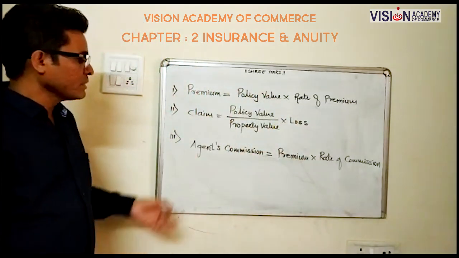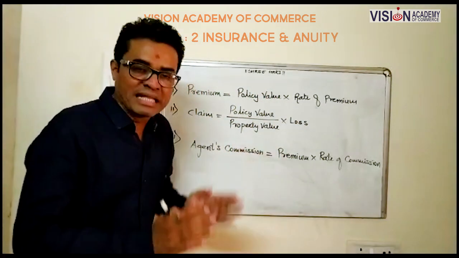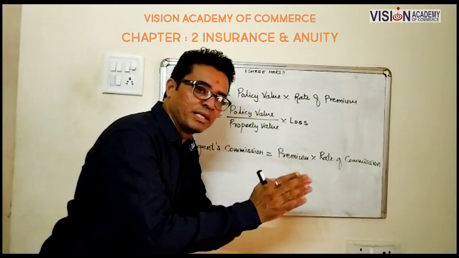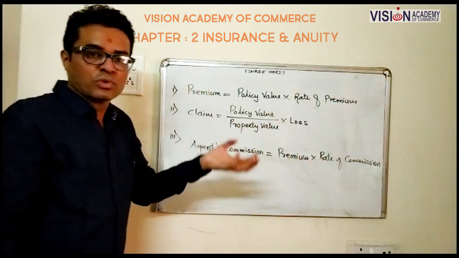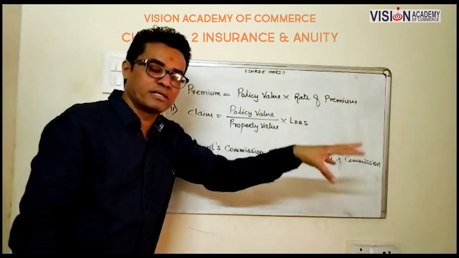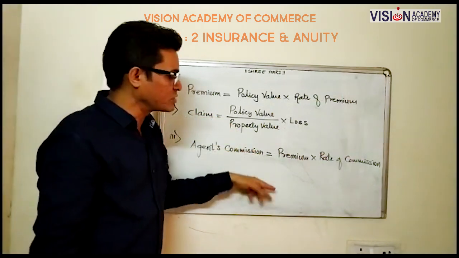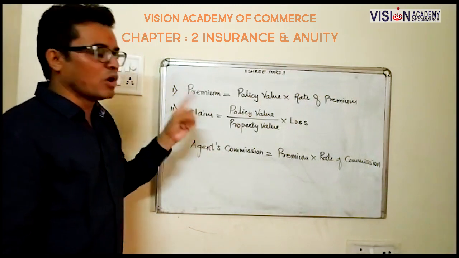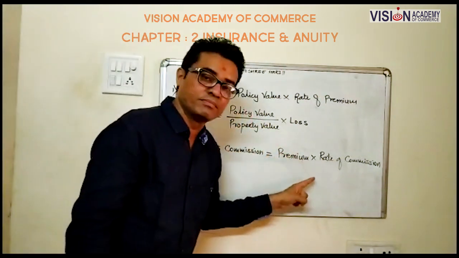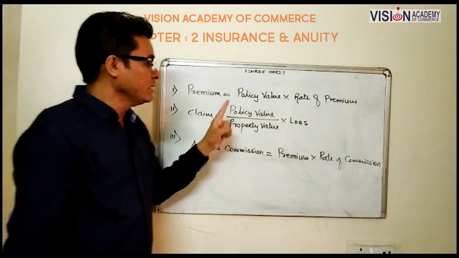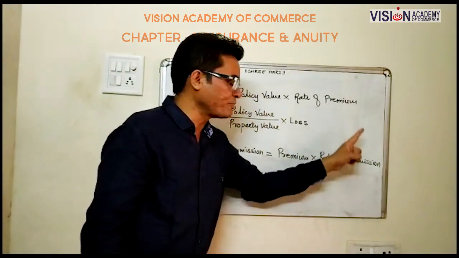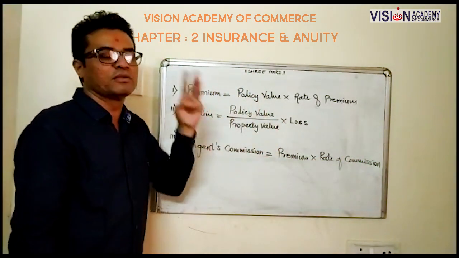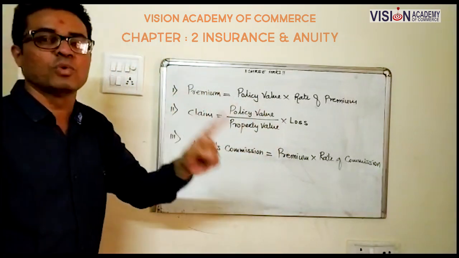Third one, agent's commission. Whenever we insure our property with an insurance company through any agent, the company will pay commission to the agent. So agent's commission is equal to premium into rate of commission. Agent's commission is always calculated on premium. These three are the most important calculations, or formulas, for your exercise 2.1.